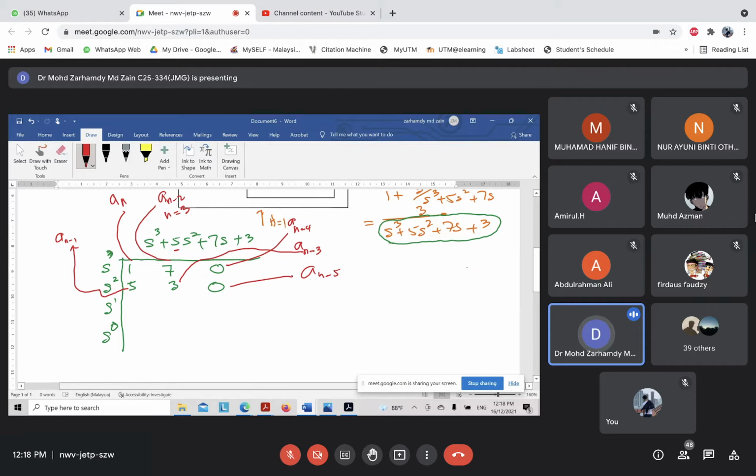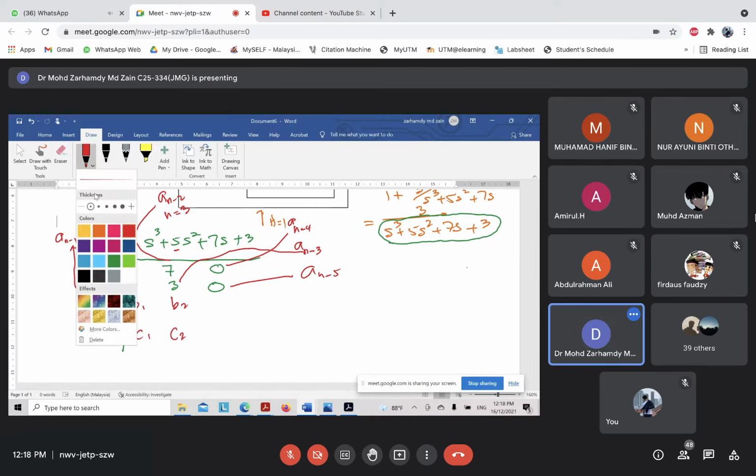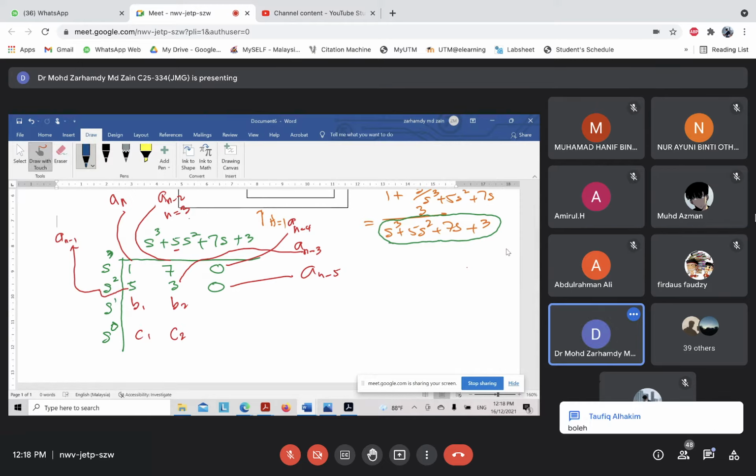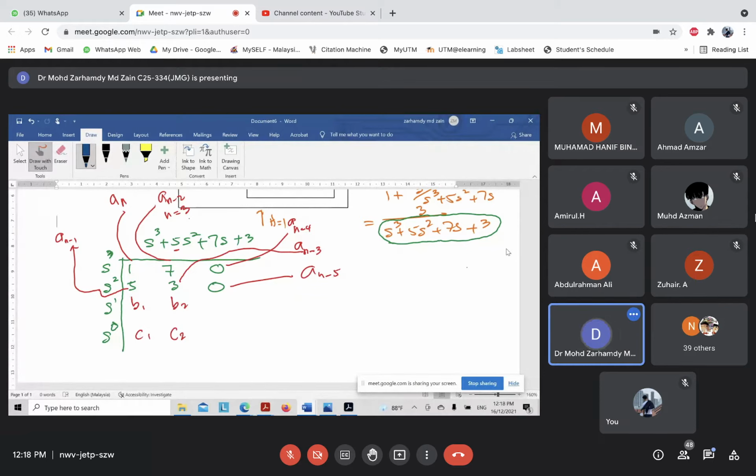Okay. Can we proceed? Who asked earlier? Do you understand? Alhamdulillah. Okay, anyone? Any more questions before we proceed to define the value of B1, the value of B2 and also the value of C1, and maybe C2? Okay, can we proceed with this analysis? Okay, okay.